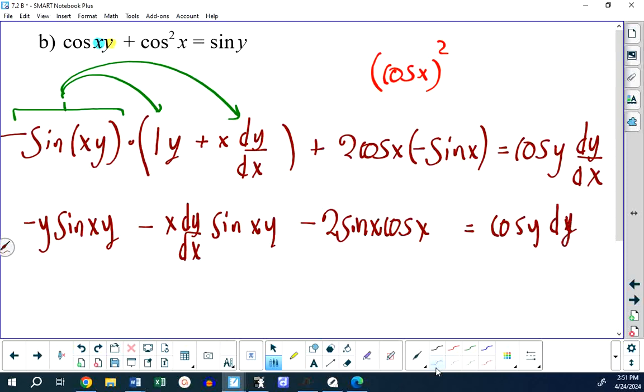So now what we need to do, everybody, is move all of our terms that have the dy/dx to one side and these terms to another side. And we want to do this in such a fashion that we minimize the number of negatives. And I don't think it really matters. I think we're going to have 2 negatives regardless of the side we move things to.